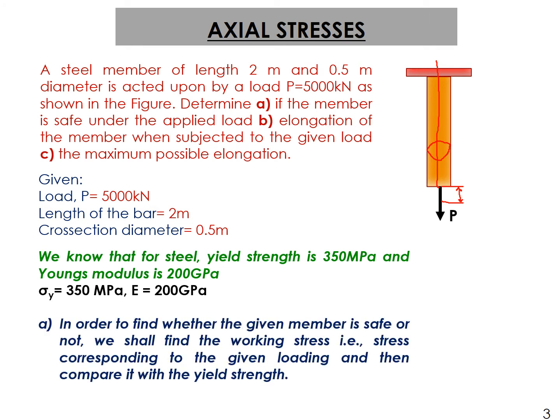In order to find whether the given member is safe or not, that pertains to the first part. So we must find the working stress. That is the stress corresponding to the given loading, and then we can compare the stress with the yield strength. Since we know that for ductile materials we consider yield strength to be our design strength. So we will find the actual stress in the material. We will compare it to the yield strength. If it is less, our member is safe, and if it is more, our member is not safe. We have to revisit the design of the member. So that's what I just told you.